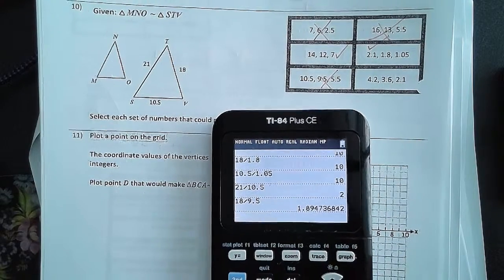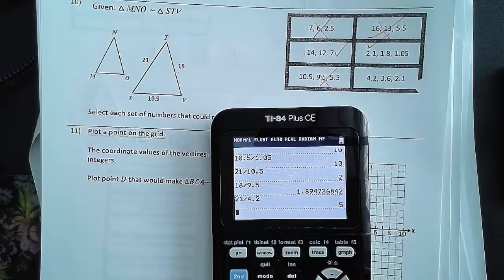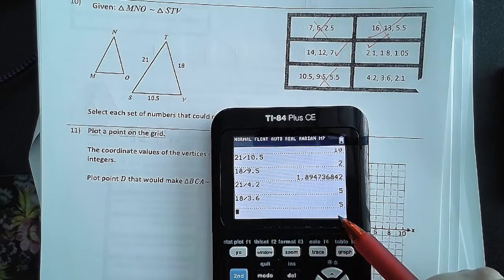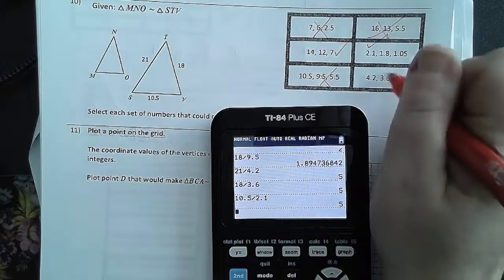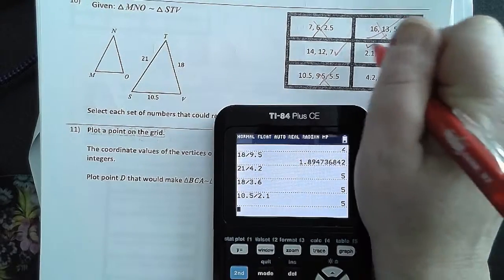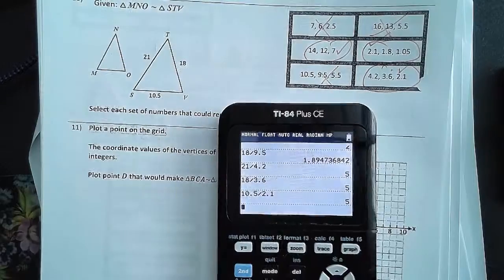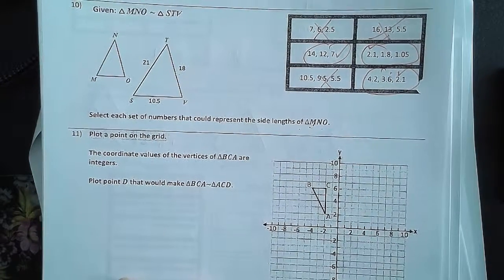So then I'm going to do 21 divided by 4.2, and I get 5. Then 18 divided by 3.6 is also 5. And then 10.5 divided by 2.1 is also 5. So this one works. So we have 3 of these that actually work. So you have to work through every single example. So be very careful. All right.